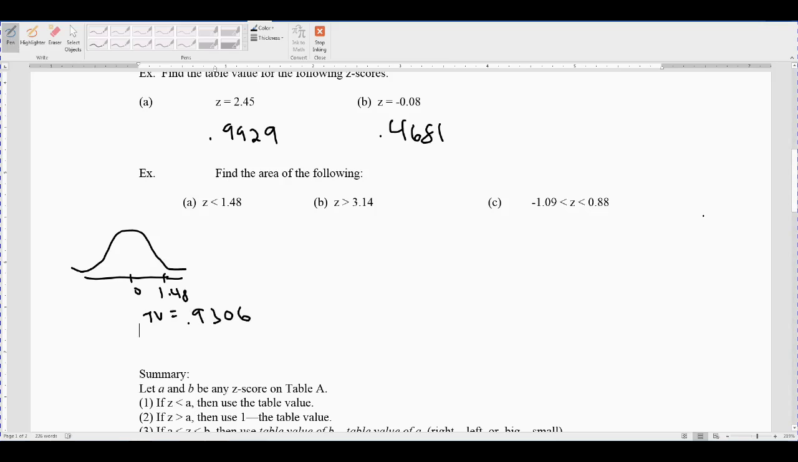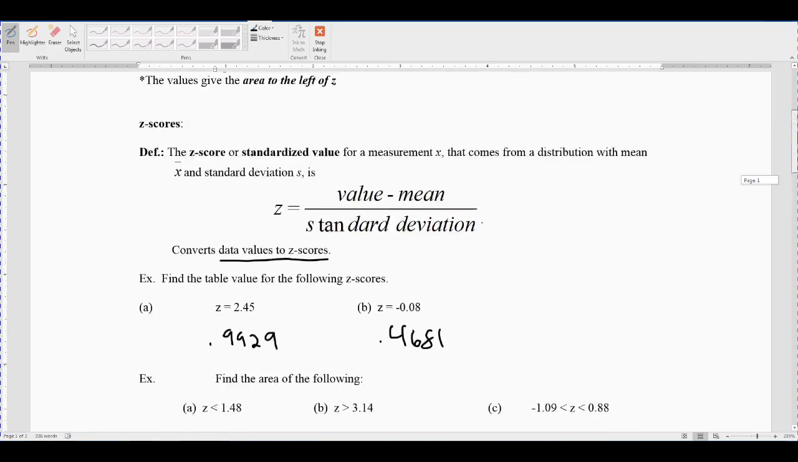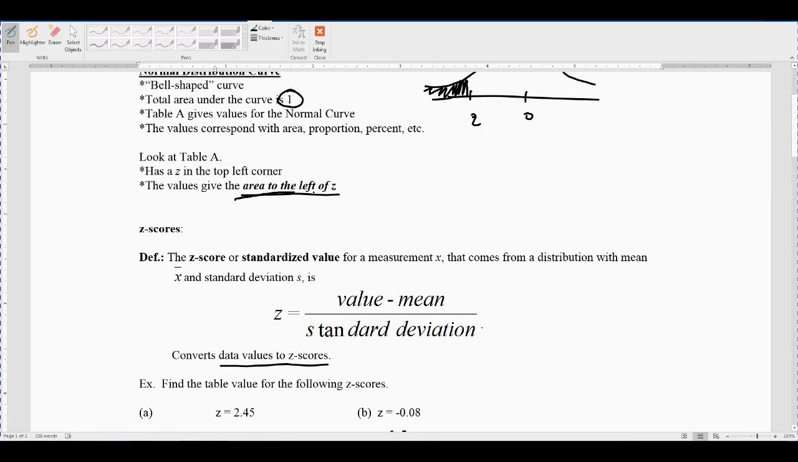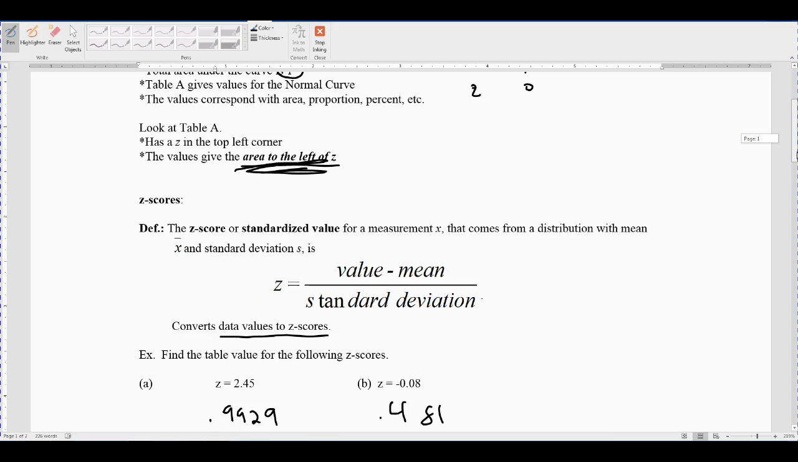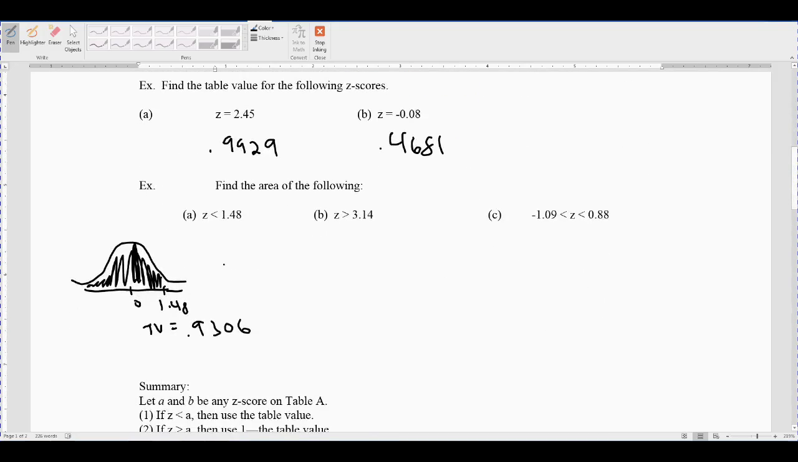What do we say about the table? Well, since we're doing less than, if we were to shade that, we would shade all that. And the table value represents the area to the left of the Z. So in this case, the area is the table value, 0.9306, because less than is left.